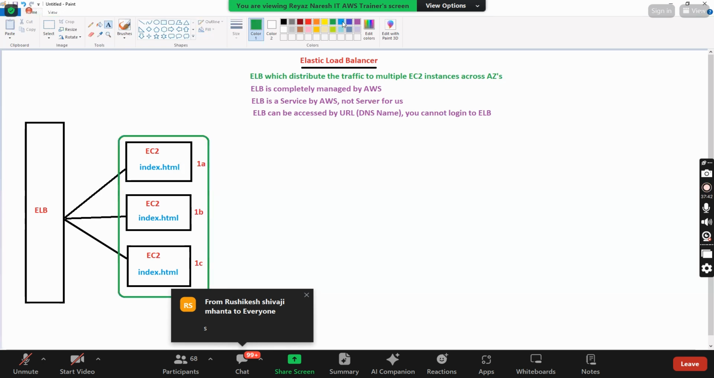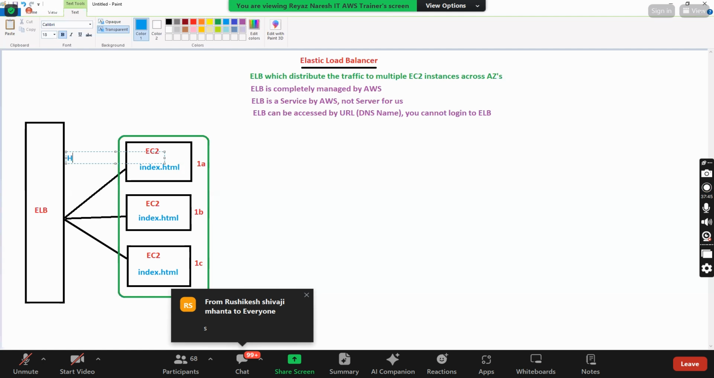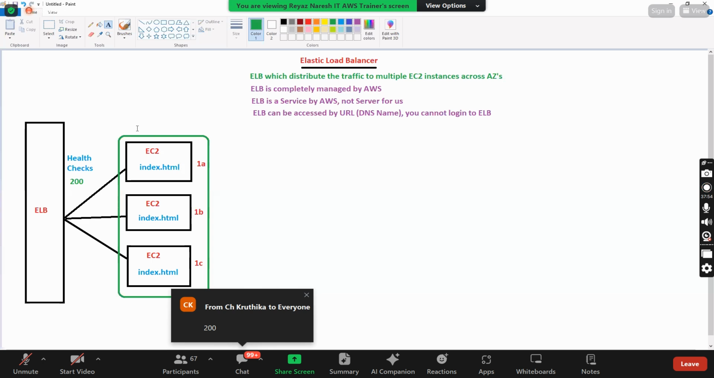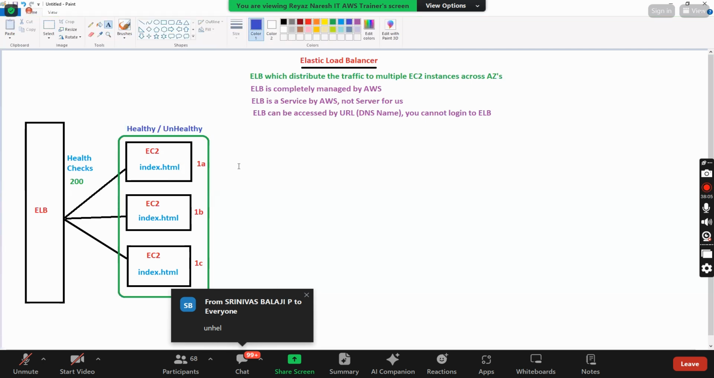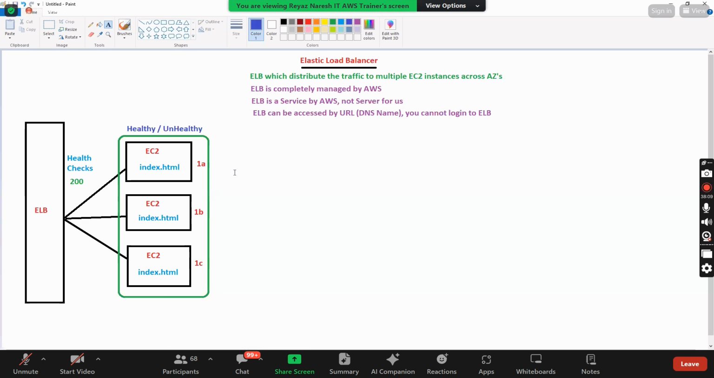And how do you do monitoring from the load balancer to your application? Using health checks. What is the status code that you get? 200. If it's not getting 200, is it healthy or unhealthy? Unhealthy. So you have a concept called healthy or unhealthy. If health checks pass, healthy. If health checks fail, unhealthy. Simple as that.